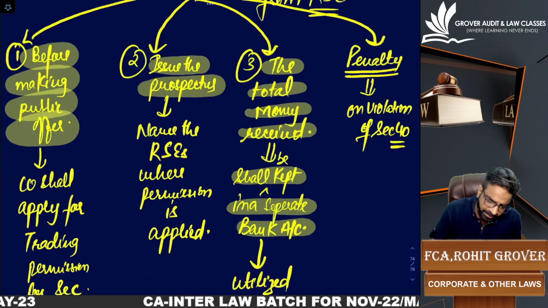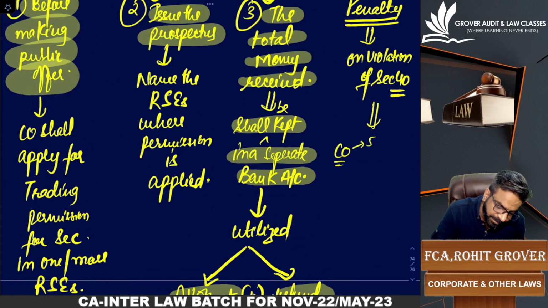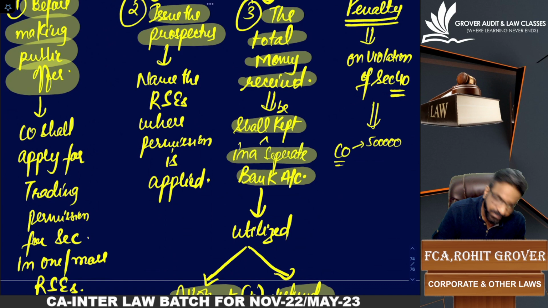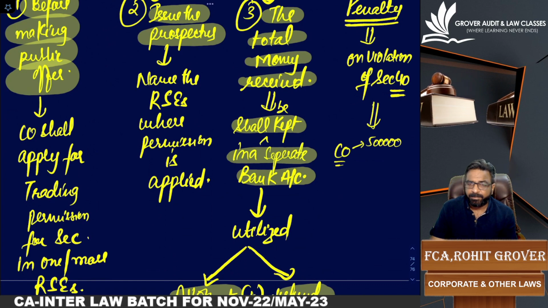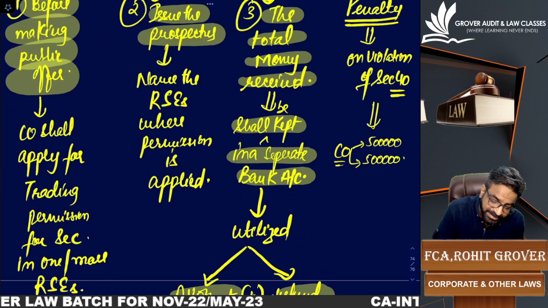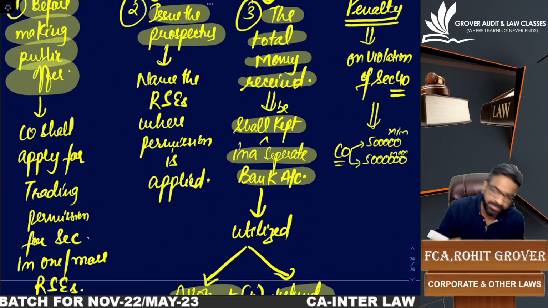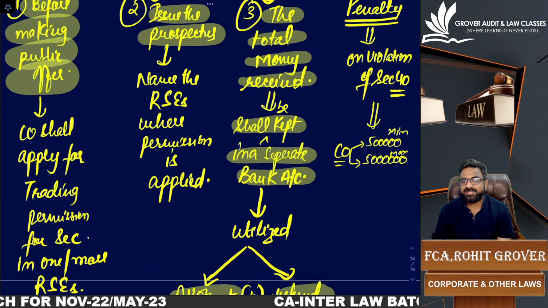Then what is the penalty, everyone? Look at the penalty. The penalty on the company: minimum 5 lakhs. What is the penalty on the company? Minimum 5 lakhs, maximum 50 lakhs. This is the minimum and this is the maximum. So minimum 5 lakhs, maximum 50 lakhs.